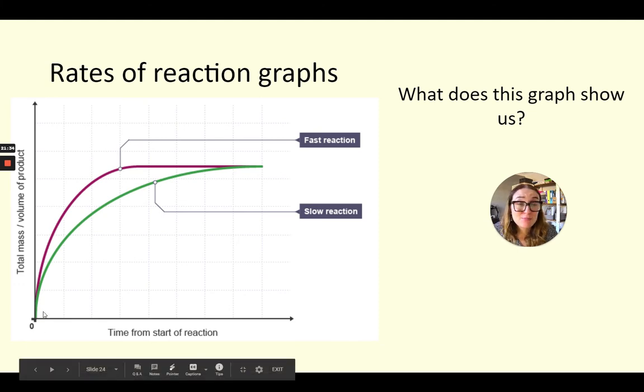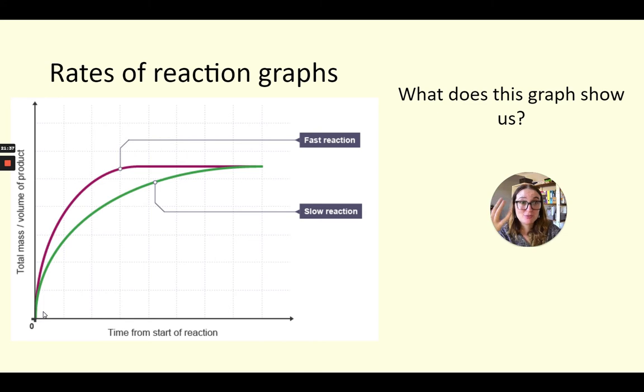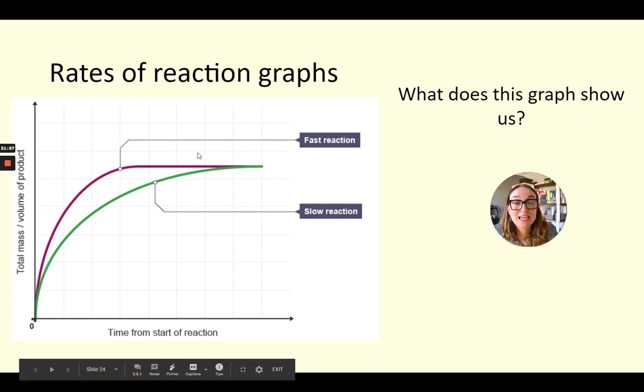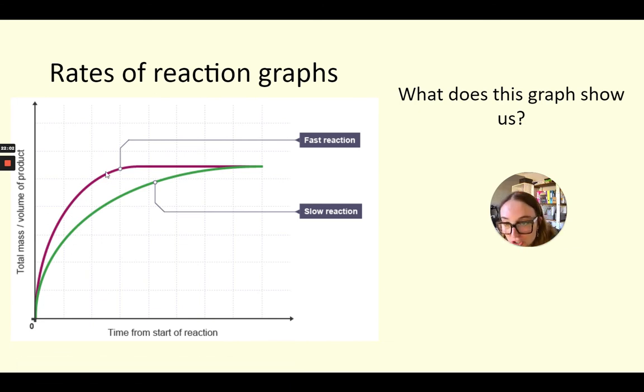It starts in the same place because before the reaction you don't have any product, which is true of every reaction. And it ends in the same place because if I add a certain amount of reactant A and a certain amount of reactant B, regardless of the conditions, eventually I am going to make the same amount of product. But it's how quickly I get there. And you'll notice that this pink or purpley line here is your faster reaction. And you can see that it's faster because it reaches the total yield, the total amount of product it's going to make, more quickly than the slower reaction does.